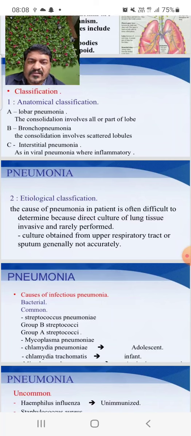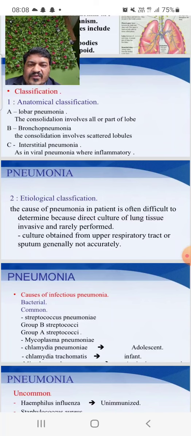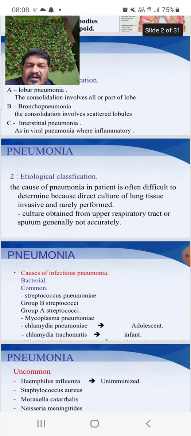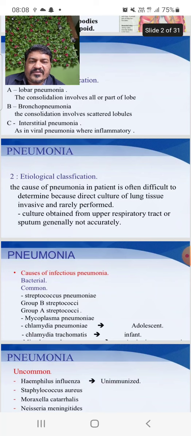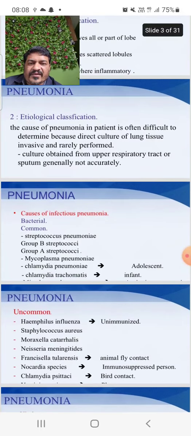like bacterial, commonly Streptococcus pneumoniae. Group B Streptococcus is responsible for some cases. And Group A Streptococci, Mycoplasma pneumoniae, Chlamydia pneumoniae, Chlamydia trachomatis. Chlamydia pneumoniae is mainly in the adolescent, and Chlamydia trachomatis is mainly in the infants.